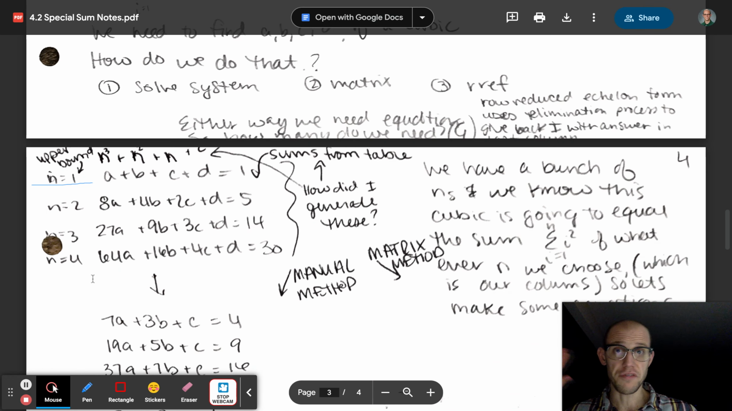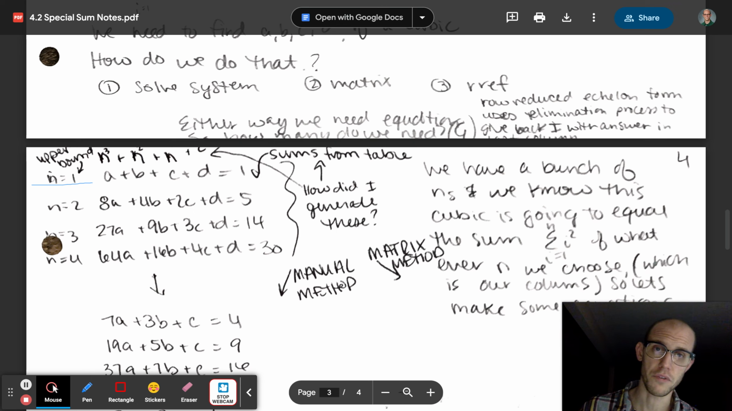So we have a bunch of n's. We have a n to the third plus b n squared plus c n plus d. And we know what those are going to equal. We know that that cubic stuff is going to equal our sum to whatever n is.